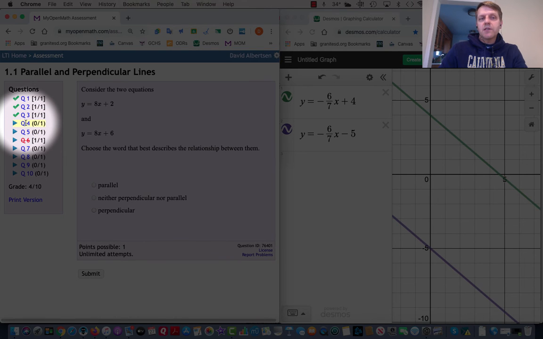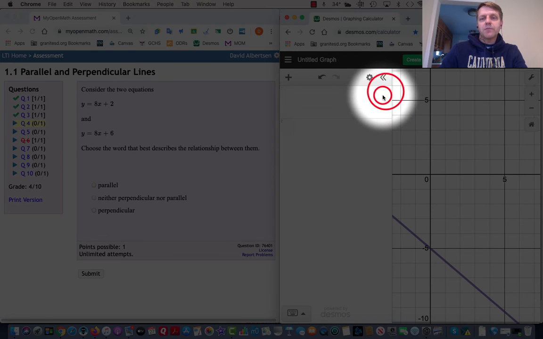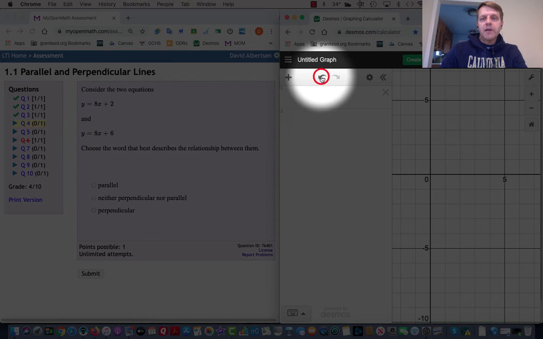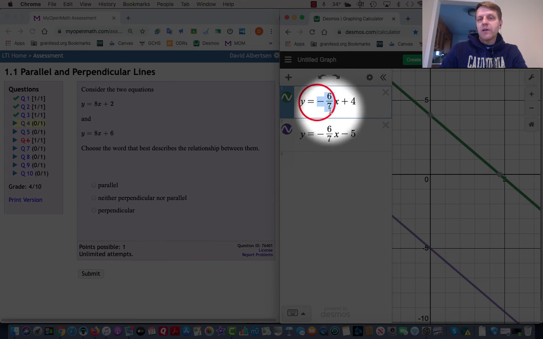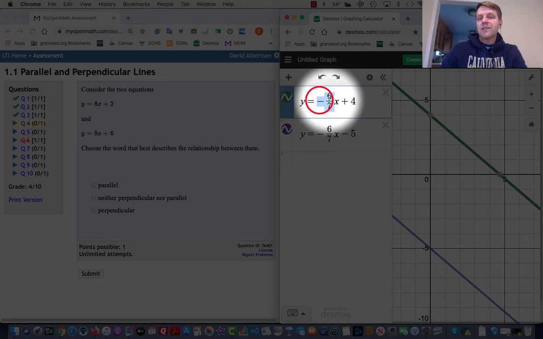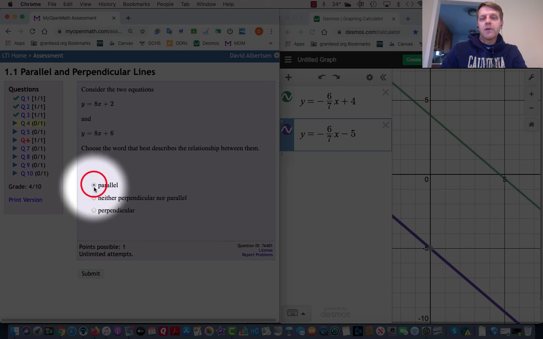So this one says, consider the two equations. What's the relationship between them? Now, of course I can type these into Desmos. But I don't even need to, because I have noticed that, here, let me back up. I deleted those. Do you see these two are parallel? What makes them parallel is that the two slopes are exactly the same. So I know that those are parallel.